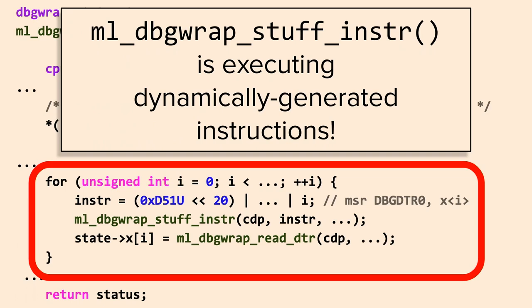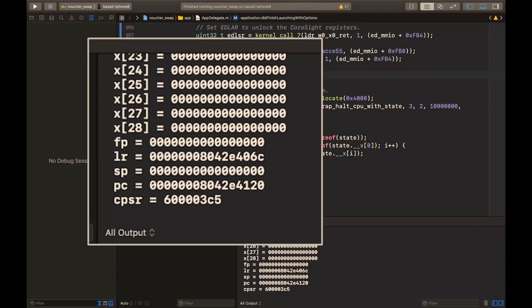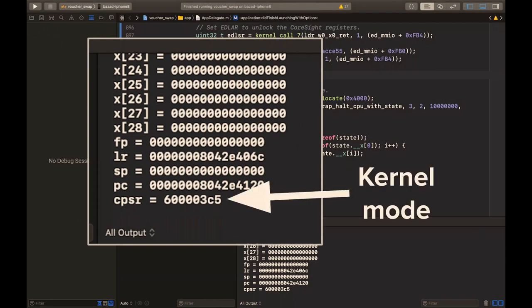Now, just because there's code to do something in XNU doesn't necessarily mean that it works in practice. So I decided to test to see if this code actually runs. I pulled up an old kernel exploit that I'd written, and I wrote and packed together something that would call the function ml_debugwrap_halt_cpu_with_state, pass it an output buffer, and then dump the contents of that buffer. What I found was that the output buffer really did look like a bunch of registers. There's a bunch of stuff which was zero, which is kind of weird, but the value of CPSR does look correct. It actually looks like a CPU running in kernel mode.